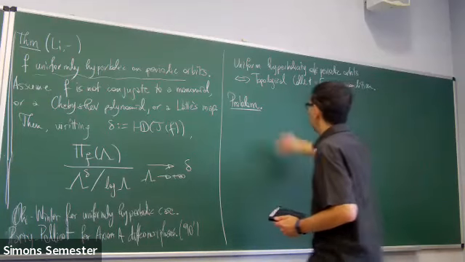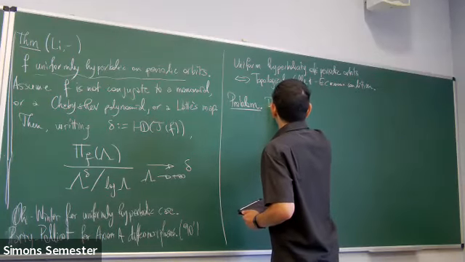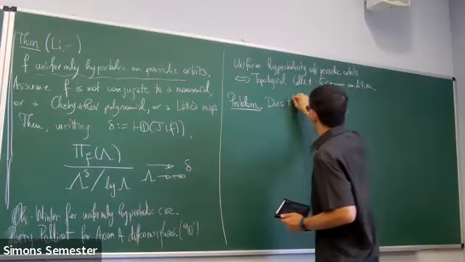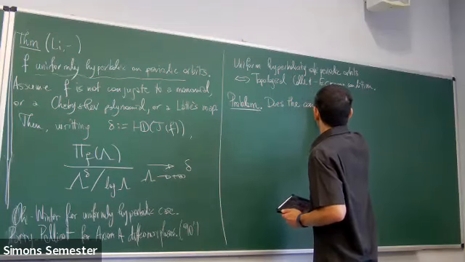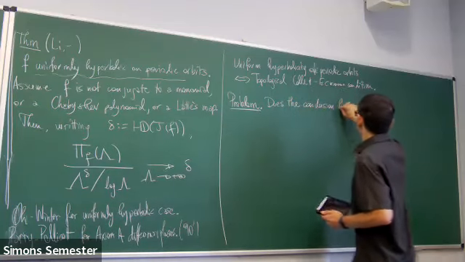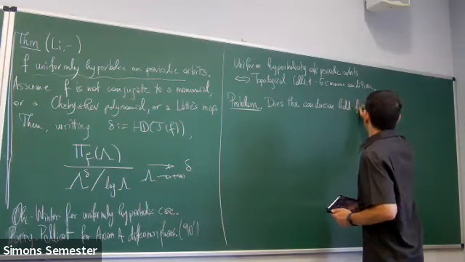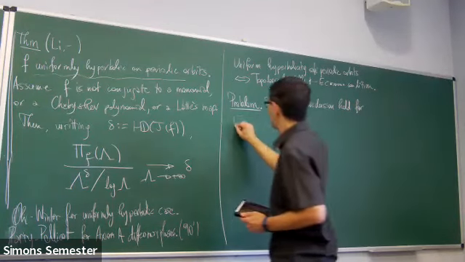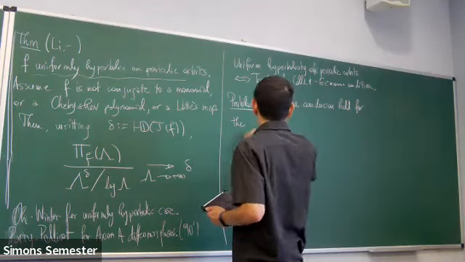So that's the Collet-Eckmann condition, or the Fibonacci map.